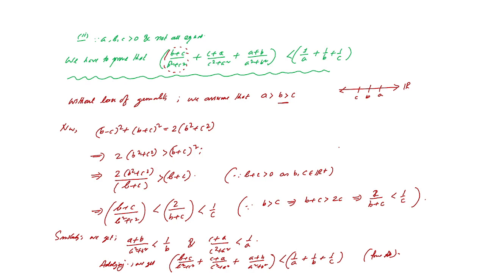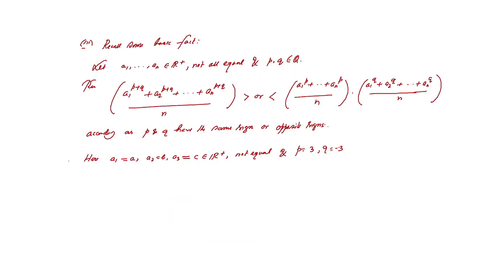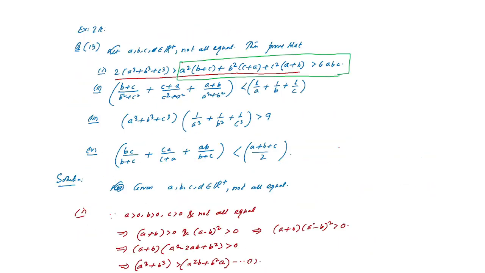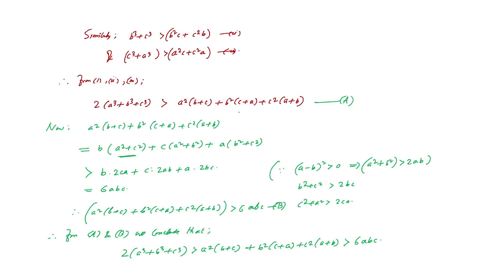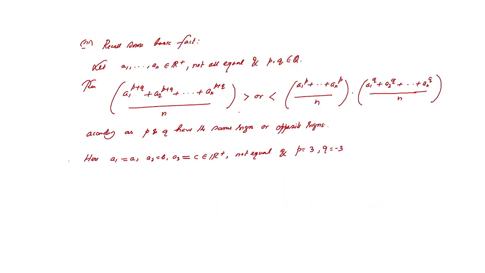Why? You will see what we have to prove. Yes, A to the power P, B to the power Q, C to the power Q, and that we can write A to the power -3, B to the power -3, C to the power -3. So our P will be 3 and Q will be -3. And they are basically opposite sign. They are opposite sign and opposite rational number. Okay, one is plus, another one is minus.